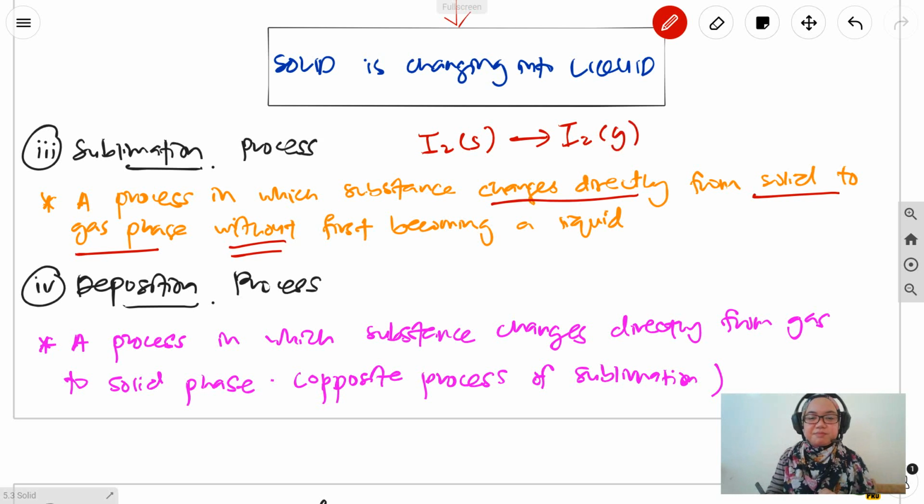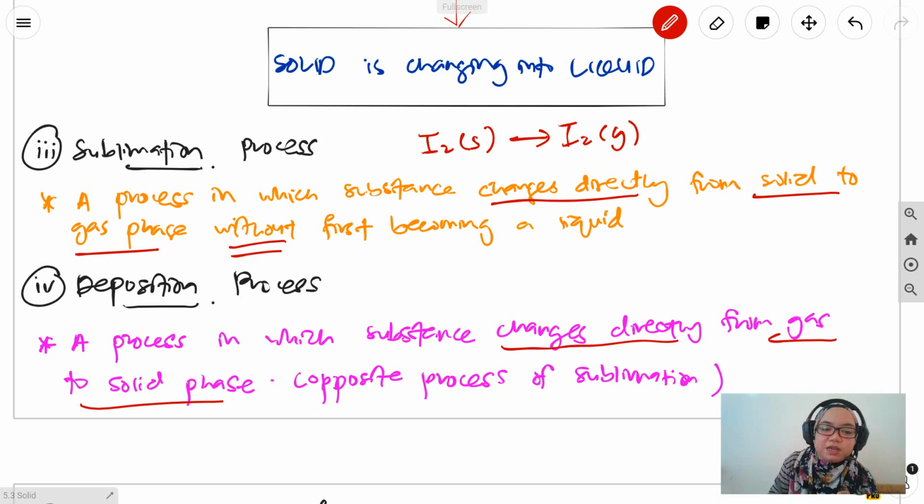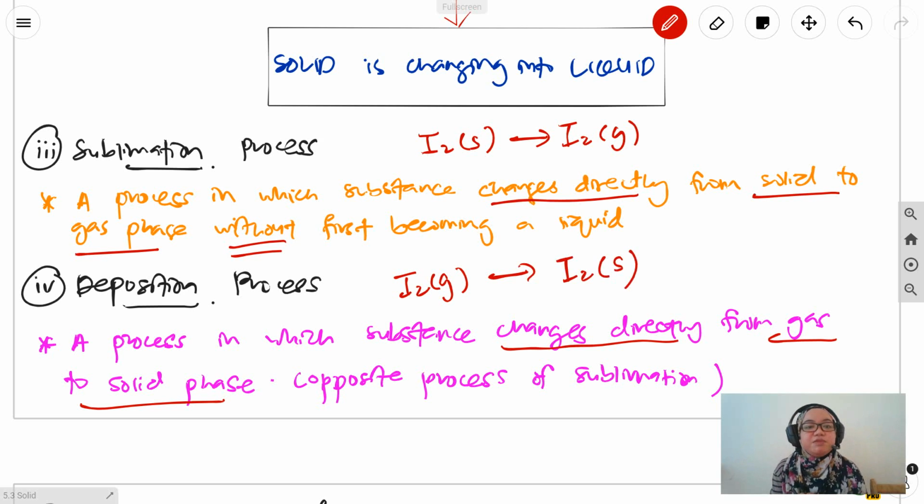Okay? Alright. So, what is the deposition process? The deposition process is the opposite process of the sublimation process. It's a process in which a substance changes directly from gas to solid phase. For example, from iodine gas to iodine solid. So, this is for the sublimation and deposition process. It's very simple. Okay? Alright.